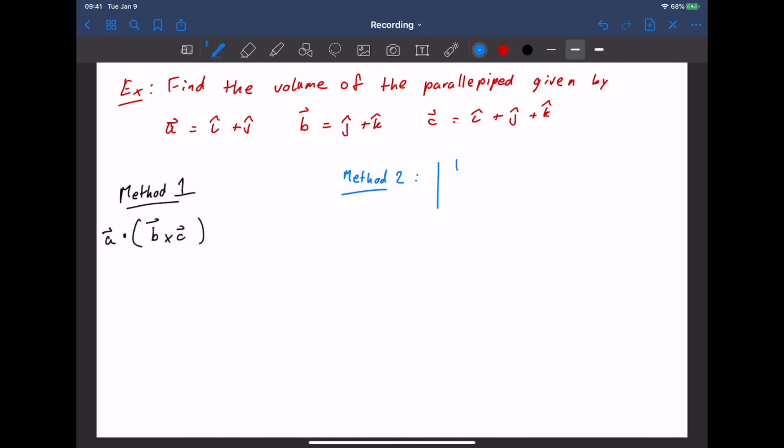I don't know. So I have 1, 1, 0. That's the A vector. 0, 1, 1. That's the B vector. And 1, 1, 1 as my C vector. So that's 1 times 1 minus 1, plus, minus 1 times 0 minus 1, plus 0 times 0 minus 1. Anytime you have a 0 in that top row, you could just ignore that whole component, right? It's going to be 0 times some number. So what we're getting here is just 1. That's the size of this parallelepiped. It's a unit parallelepiped.